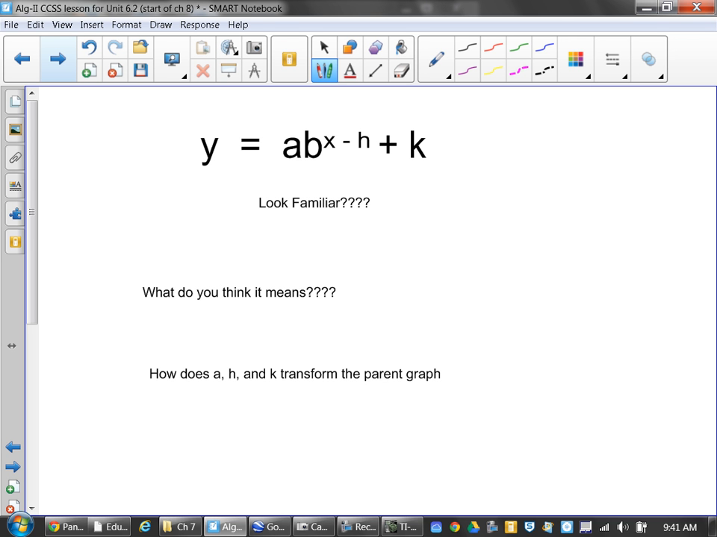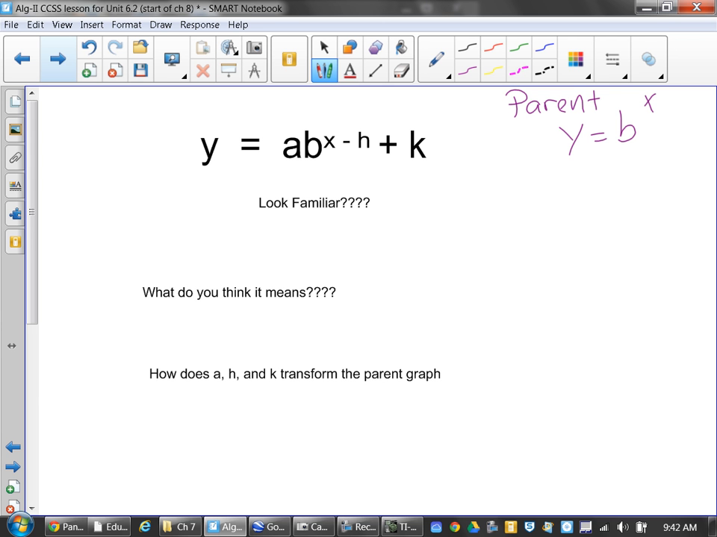This then becomes the shifted form of an exponential growth model. Here's your parent, y equals b to the x. So when I'm looking at a shifted form of that, notice we entered in an A, an H, and a K.